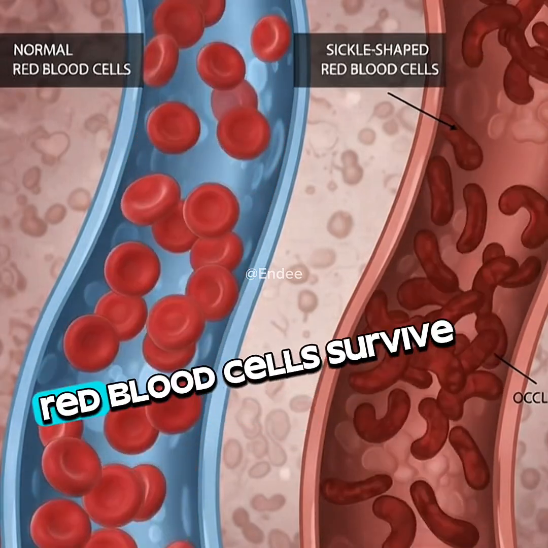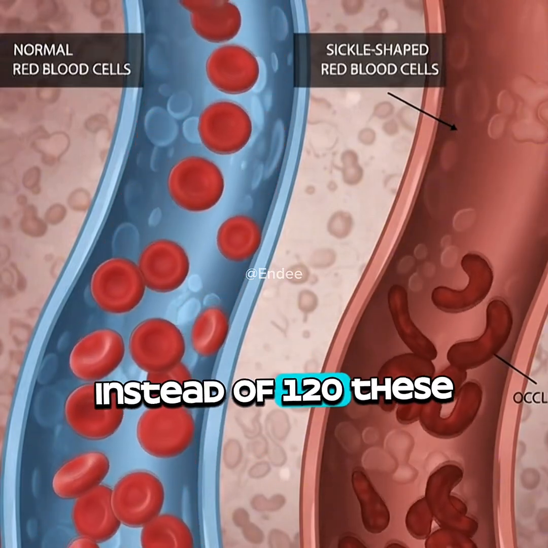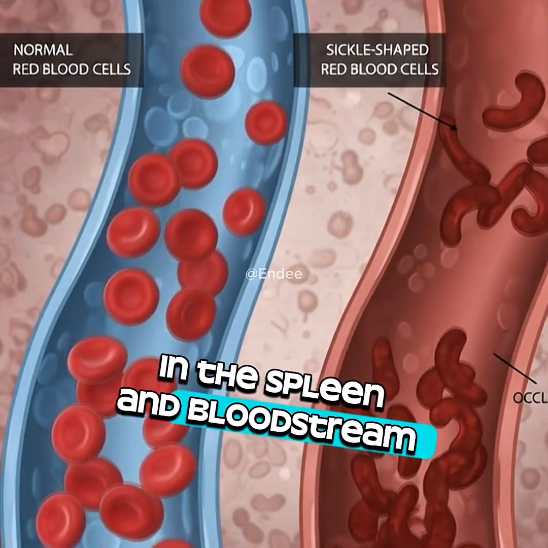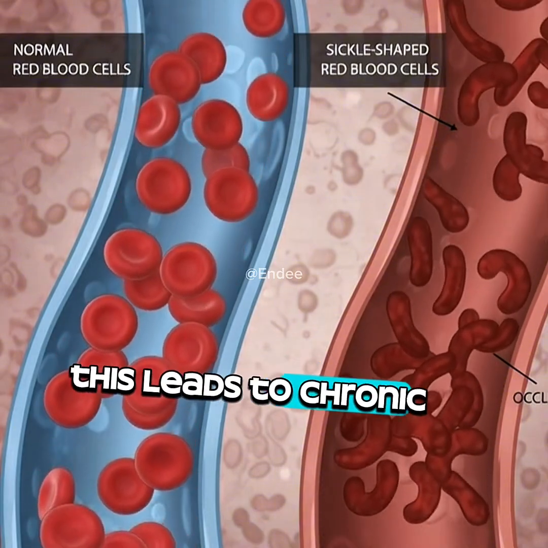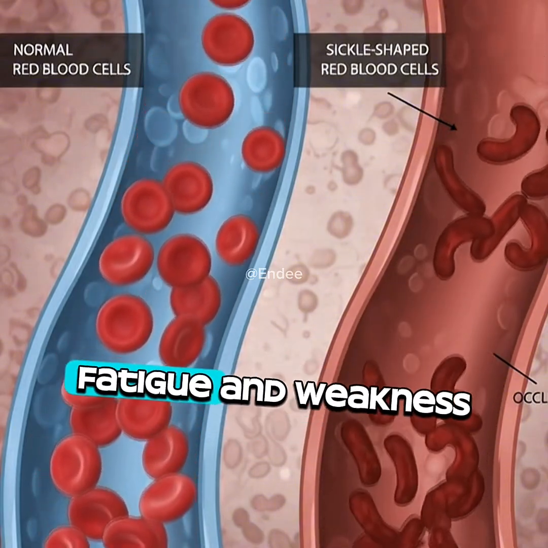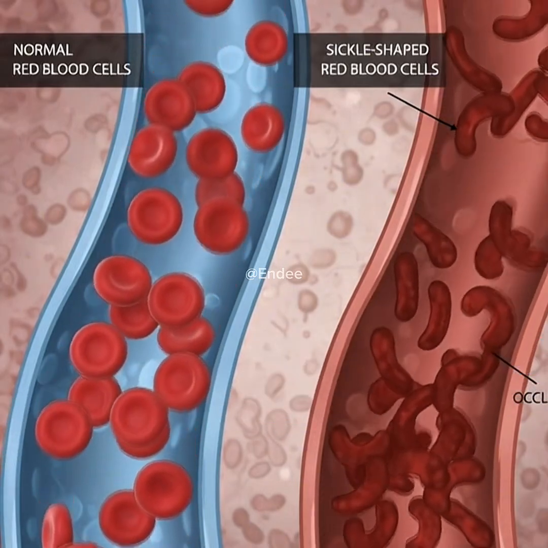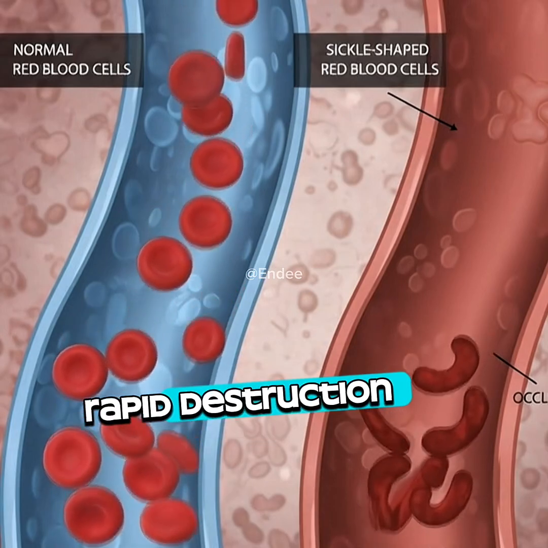As a result, red blood cells survive only 10 to 20 days instead of 120. These fragile sickled cells are destroyed rapidly in the spleen and bloodstream, a process called hemolysis. This leads to chronic hemolytic anemia, fatigue and weakness, increased bilirubin, causing jaundice. The bone marrow tries to compensate but cannot keep up with the rapid destruction.